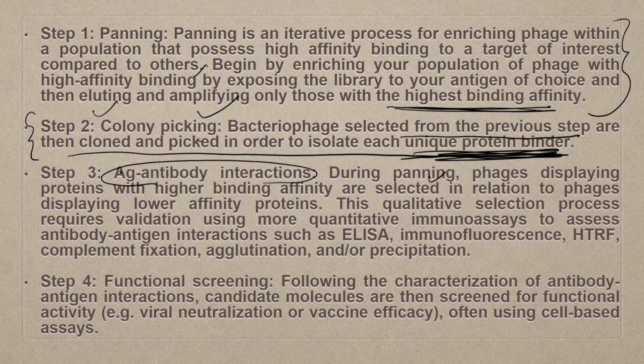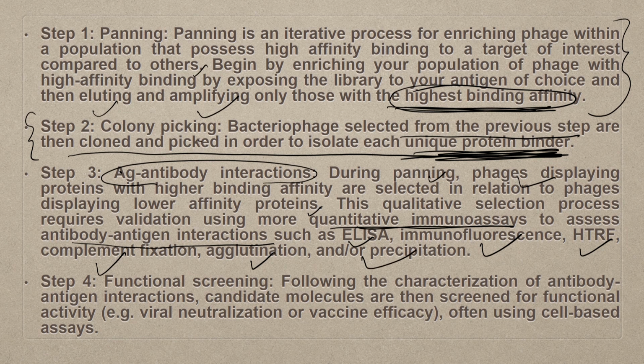During panning, phages displaying protein with higher binding affinity are selected in relation to phages displaying lower affinity protein. So, this is that binding affinity assay. This qualitative selection process requires validation using more quantitative immunoassays to assess antigen antibody interactions such as ELISA, immunofluorescence, HTRF, complement fixation, agglutination, and precipitation.